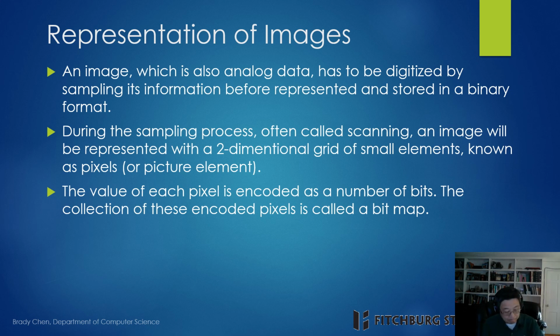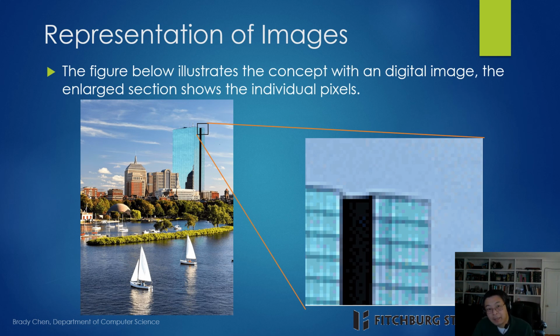So now here's an example of a digital image. Now if you look at the picture on the left, this is actually a picture of Boston Harbor, and you can see the Charles River, you can see the Hancock building, and you may wonder, what's so special about this picture? Actually, there's nothing special about this picture. But if you look at the picture very carefully and look at the special area I just highlighted.